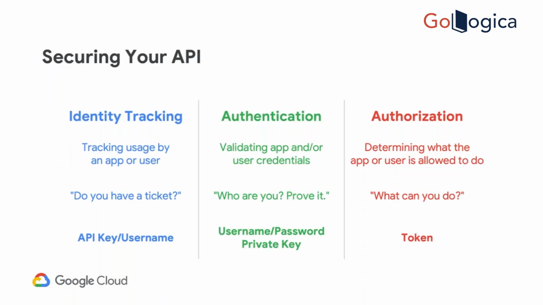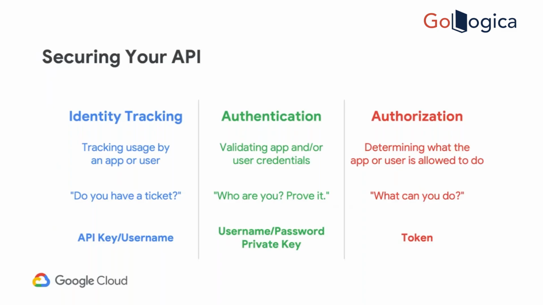Authentication is validating the app, the consumer or end user, and authenticating them, basically validating their credentials. So in authentication we ask, can you prove your claim? Can you prove what you claim to be? For that we need a username and password. For machine to machine we use a private and public key pair, and mutual TLS also for system to system.